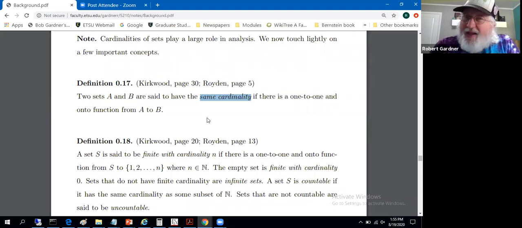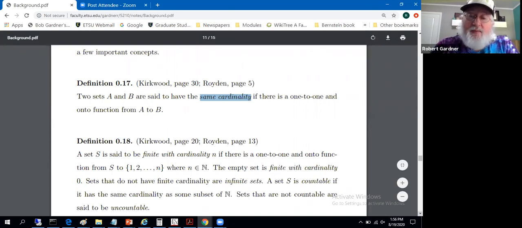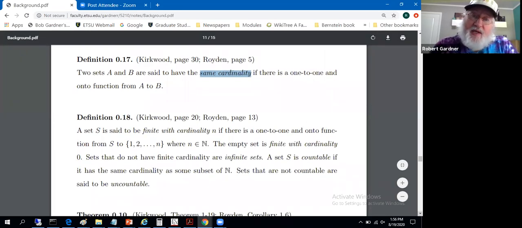Well, cardinality is a better word. Size becomes ambiguous when I start looking at infinite sets. But same cardinality: a one-to-one and onto function from one to the other. The elements can be put in a one-to-one correspondence with each other.